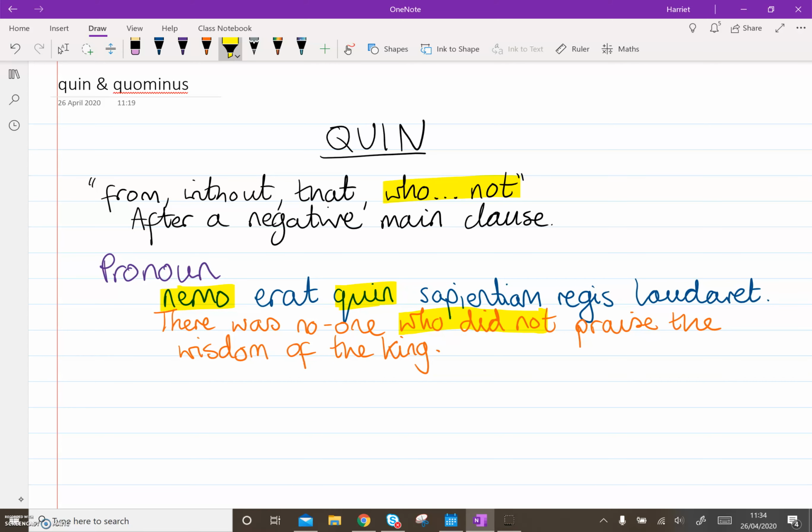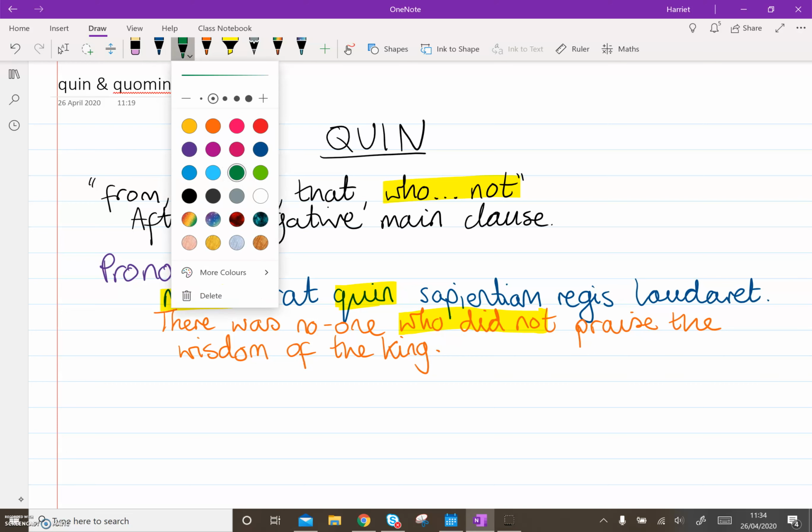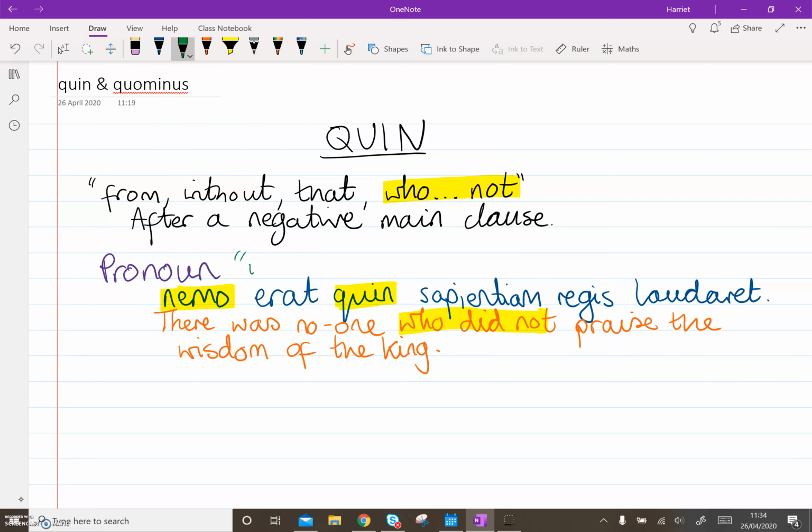When quin is being used as a pronoun, its usual translation will be who not. That's not the clearest rule to follow, but if you think it is being used as a pronoun, then use that and see if it makes sense. So when quin is a pronoun, this means that in the main clause you've got a negative, but also quin itself is being used negatively. So not just translated like qui, but translated as a kind of negative form of qui.